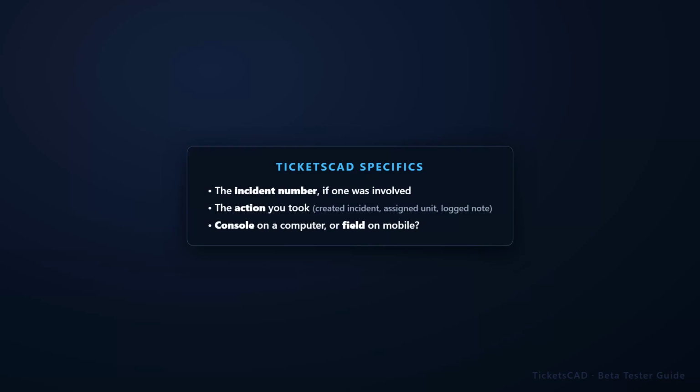A few details specific to TicketsCAD help a lot. If an incident was involved, note its incident number so we can find that exact record. Note the action you were taking, whether you created an incident, assigned a unit, or logged a note. And tell us whether you are at a dispatch console on a computer or out in the field on the mobile view, since those behave differently.